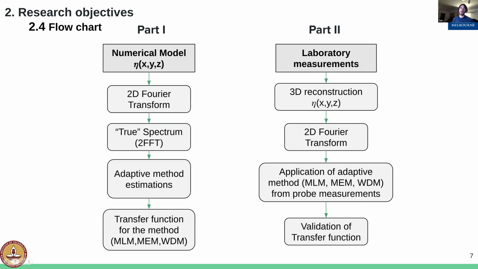So this is basically the workflow. Like I said before, we simulated the different sea states. We used the Fourier transform of the whole surface as our true spectrum. That was our baseline to check how the methods did in estimating the spreading. That was the first part. For the laboratory measurements, we did the same thing. We took measurements of the surface elevation and checked whether the methods, the maximum likelihood method, the maximum entropy method, and the wave directional method, were doing the same thing as in the numerical analysis.